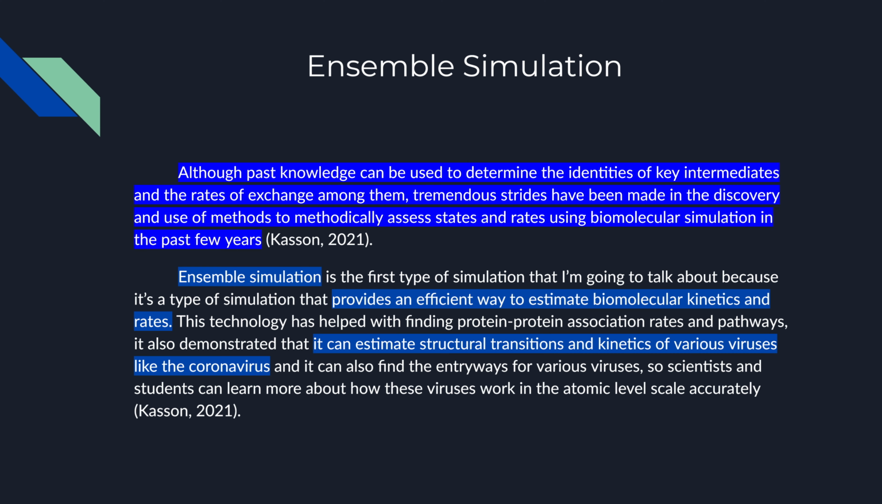First, I'm starting off with ensemble simulation. Although past knowledge can be used to determine the identities of key intermediates and rates of exchange among them, tremendous strides have been made in the discovery and use of methods to methodically assess states and rates using biomolecular simulation in the past few years. Ensemble simulation provides an efficient way to estimate biomolecular kinetics and rates. It can estimate structural transitions and kinetics of various viruses like coronavirus, which helps a lot of students learn more about how kinetics work at the atomic level.